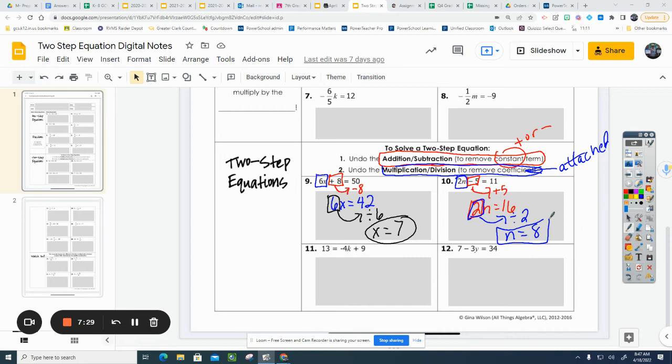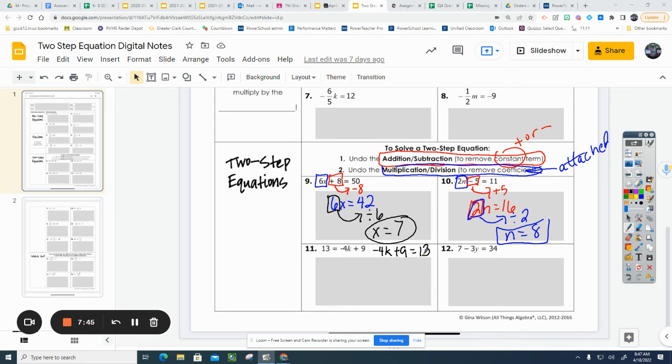All right, number 11 and number 12. Now look what they did. They switched it to the other side. Math teachers, math professionals do not like that. So I'm going to rewrite that. But my steps don't change.